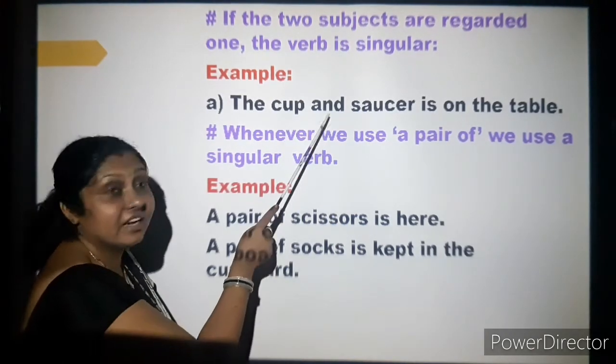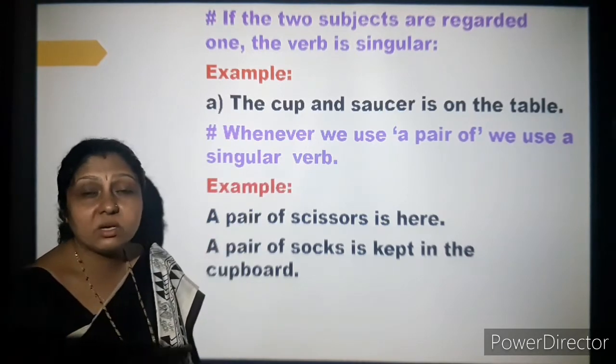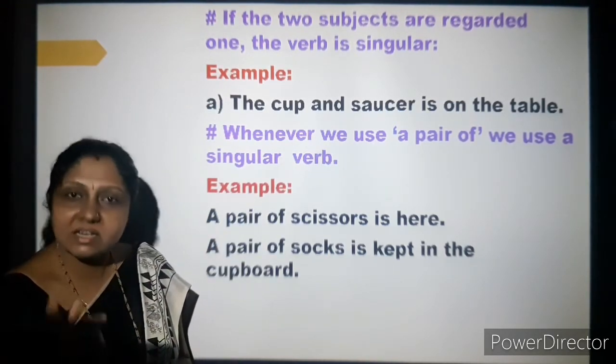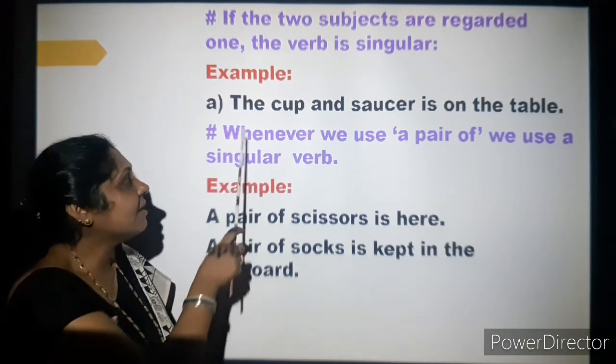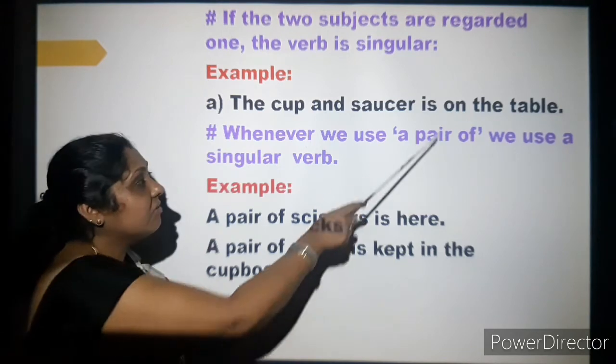So here you should not get confused. You cannot ask me a question, ma'am, there is "and" here, and you have told us that when two nouns are joined with "and", it becomes plural. Yes, that rule is true, but when it comes to such combinations of words, then you have to go for the singular verb.